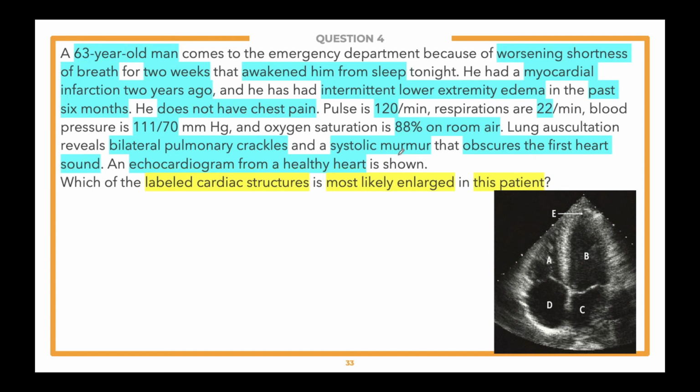So I think we've got a few steps here. One, we've got to figure out what's going on in this patient: what's the condition, the diagnosis? Two, what structure would be enlarged in that patient? And three, where does it correspond on the diagram or on the echocardiogram? I think we've got another nice 3-step question here.